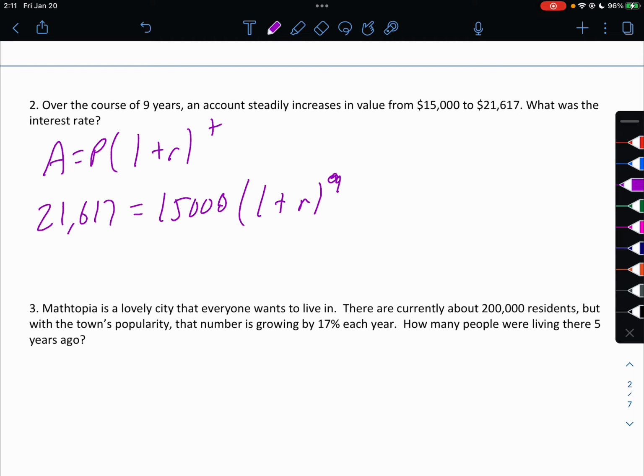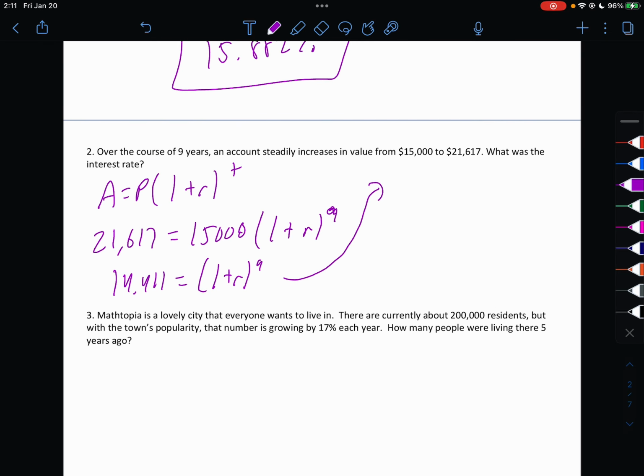So dividing by 15,000 on both sides, you get 14.411. Raising both sides to the 1/9 power, we get this. And then subtracting 1, we get our final answer of 0.345, which is 34.507%.